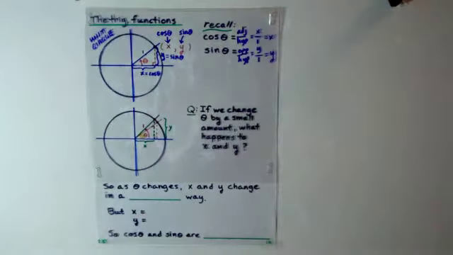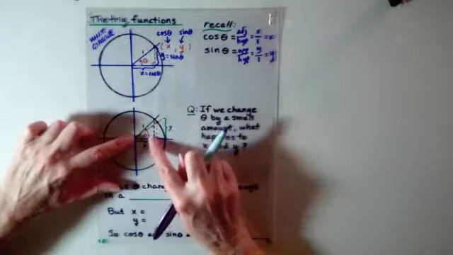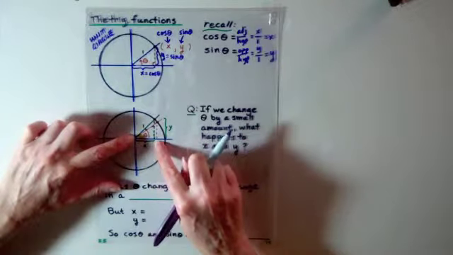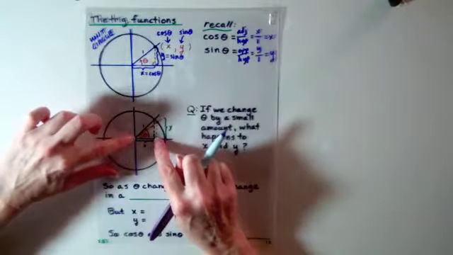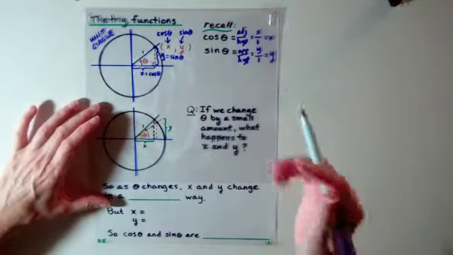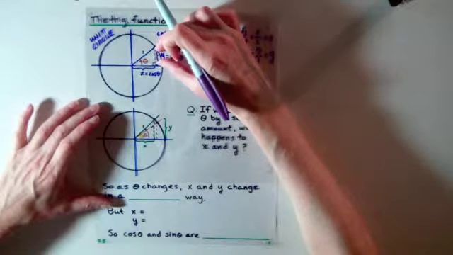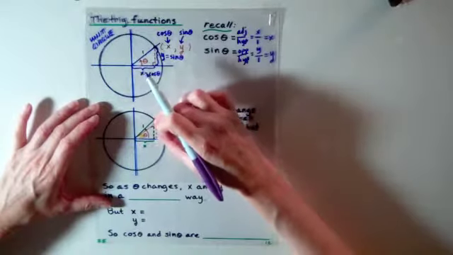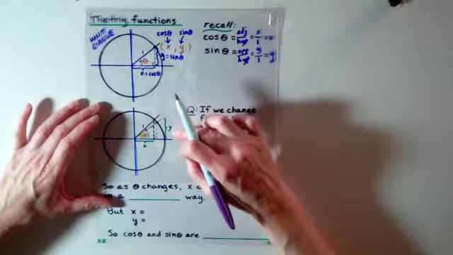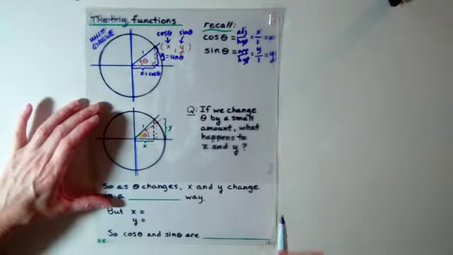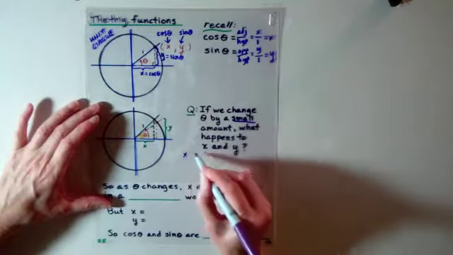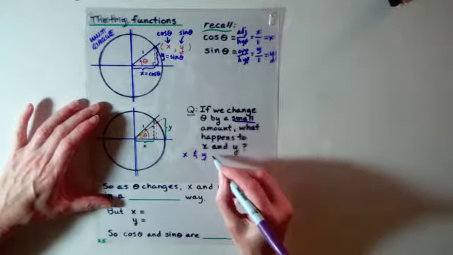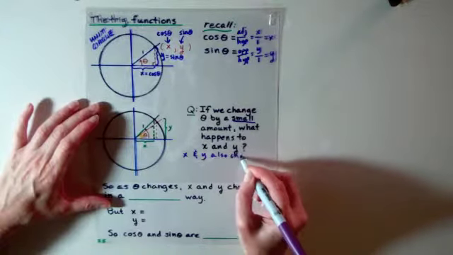And I guess what I want to get across is that if we change theta by a small amount, then the x is going to change by a small amount. Here was the old x for the old theta, and here's the new x for the new theta. It looks like it's slightly smaller. And the y is going to change by a small amount. Here's the old height in the old theta. Here's the new height in the new theta. It looks like y has gotten a little bit larger. But the important thing is that if we change theta by a small amount, x and y will also change by a small amount.